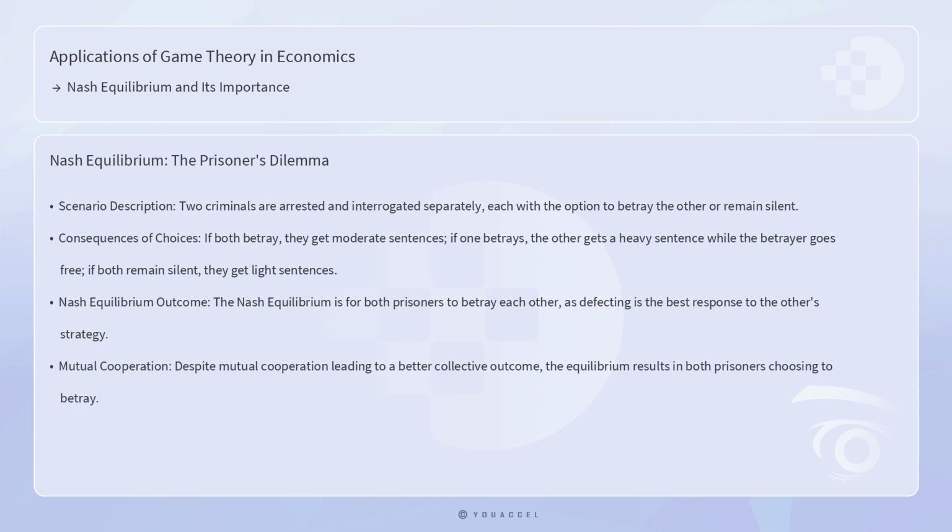Consider a simple example of Nash equilibrium: the prisoner's dilemma. In this classic game, two criminals are arrested and interrogated separately. Each has the option to either betray the other by testifying or to remain silent. If both betray each other, they receive moderate sentences. If one betrays while the other remains silent, the betrayer goes free while the other gets a heavy sentence. If both remain silent, they get light sentences. The Nash equilibrium in this scenario is for both prisoners to betray each other, as defecting is the best response to the other's strategy, despite the fact that mutual cooperation would lead to a better collective outcome.